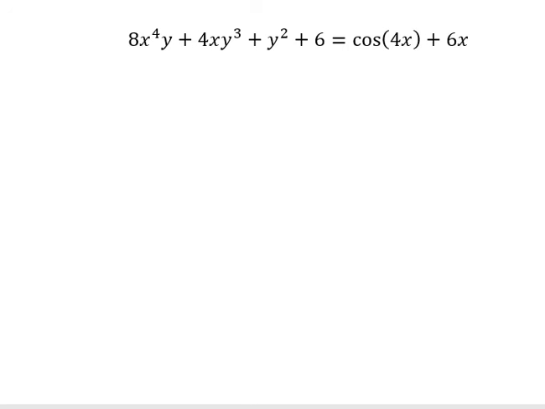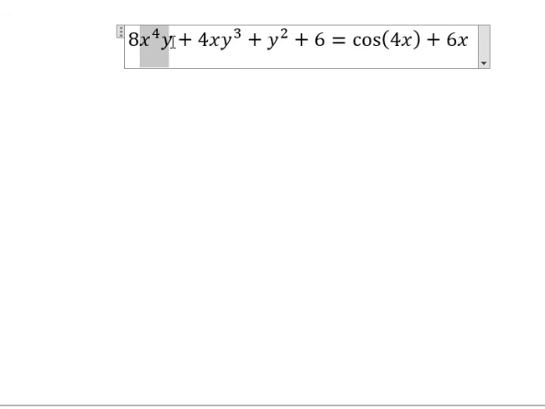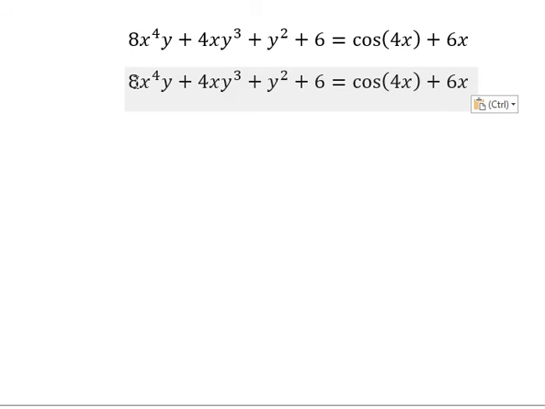The topic today is about implicit differentiation. So now I will show you how to answer. So we need to put first the derivative for both sides in here. So they should be like this.